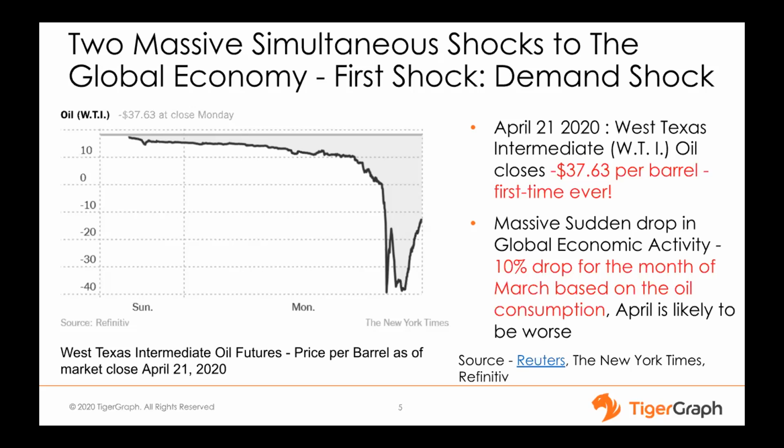So let's jump right into two different shocks that have been delivered to the global economy by this particular pandemic. The first one is related to the global demand. So the chart I have on the left is showing the price of West Texas Intermediate oil.